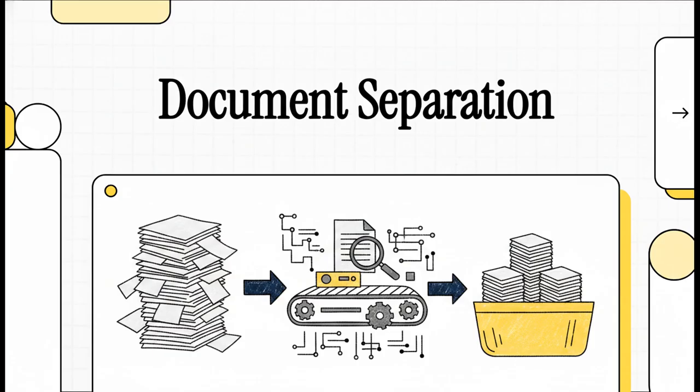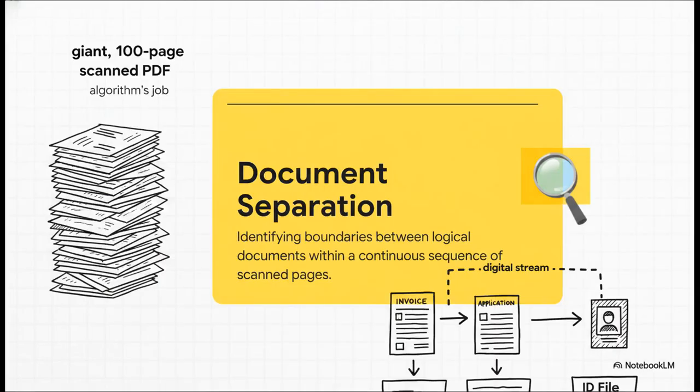Today, we're popping the hood to look at the exact step-by-step algorithmic process a machine uses to sort this out automatically. Imagine trying to automatically split a giant 100-page scanned PDF into separate invoices, application forms, and ID files. That's the exact problem document separation solves.